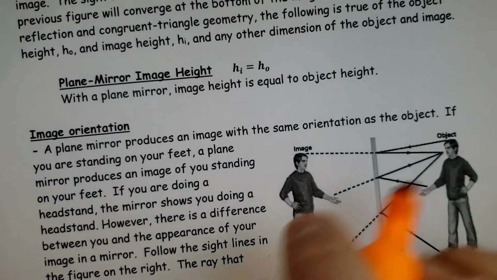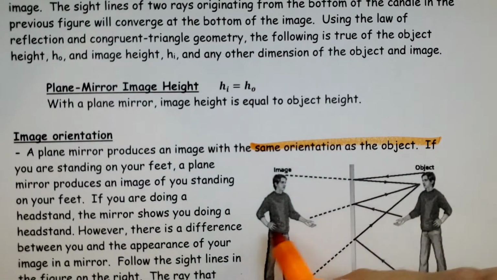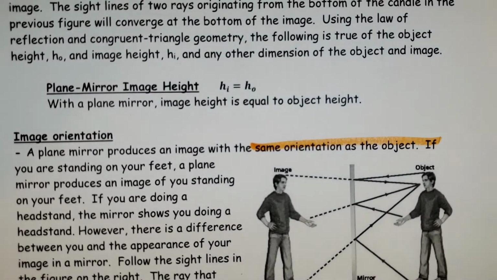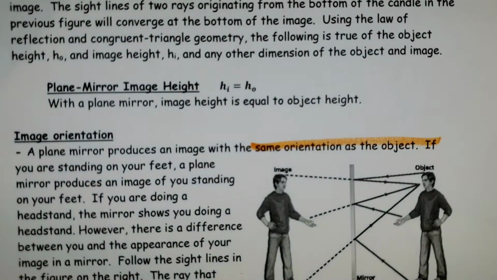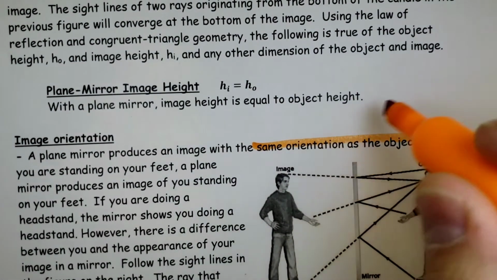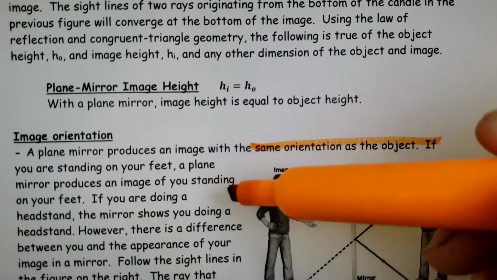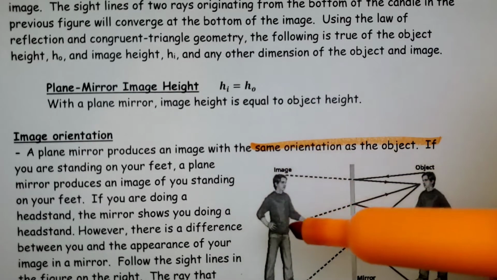Image orientation. A plane mirror produces an image with the same orientation as the object. So you see he's not upside down. What that means is it's either upright or inverted. And again, when we take curved mirrors, we'll see that we can have inverted. If you're standing on your feet, a plane mirror produces an image of you standing on your feet. If you're doing a headstand, the mirror does the same.